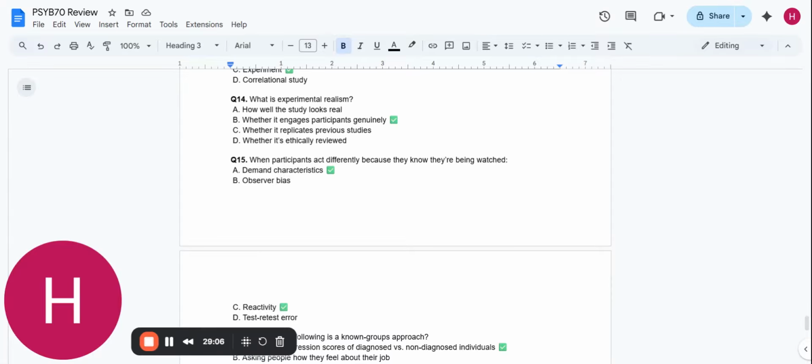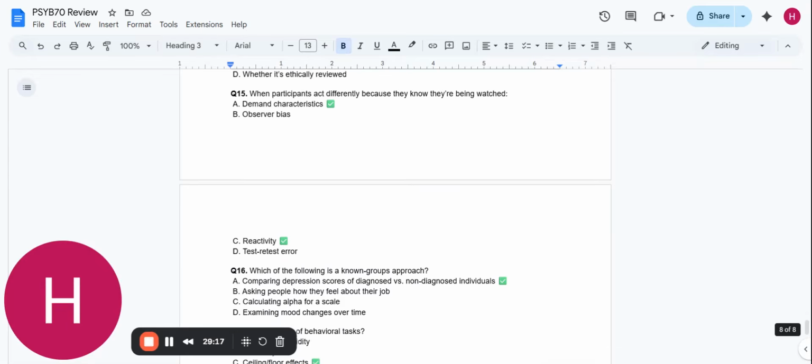So the next one, what is experimental realism? It's actually whether we engage the participants genuinely and whether the experience feels real to them. And the other options are all wrong and they're not related to realism.